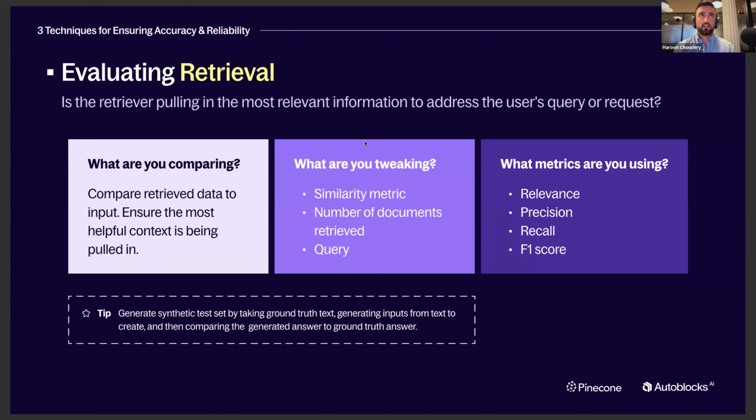The ideal data set for evaluating the retrieval side is a data set that has sample inputs into the retrieval system and then retrieved chunks from the vector database. You can actually generate this test set synthetically, and there are some great libraries for helping out with this, such as Ragas, and we have some tooling at Autoblocks to help you with this as well, where you can almost reverse engineer this.